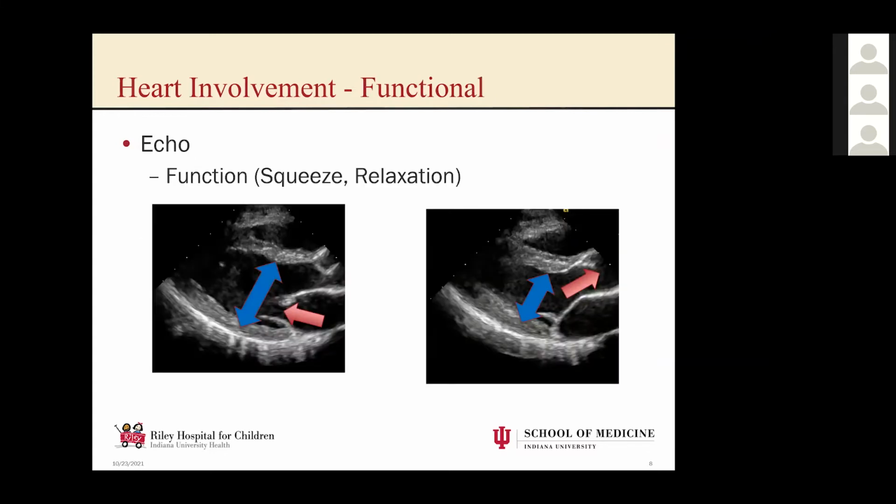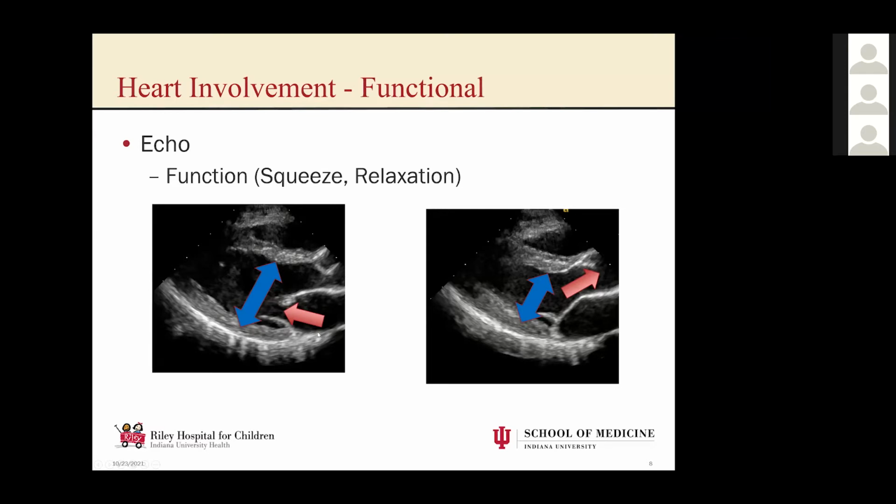So first, let's look from a functional standpoint. When we're looking by echo, we can see the structure of the heart, and usually the structure of the heart is normal in patients with muscular dystrophy. Certainly we could find mild abnormalities and we would talk to you about that. But for most patients, we're talking about monitoring the squeeze and the relaxation of the heart. The picture on the left here is the left ventricle. The mitral valve, where the red arrow is, is the valve that lets the blood from the lungs into the heart, and the aortic valve up here is the valve that lets blood out of the heart.